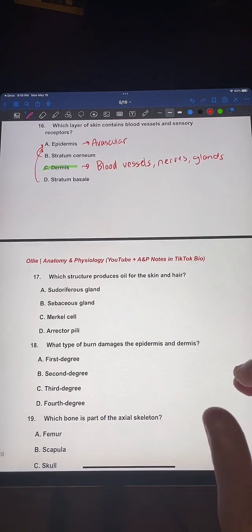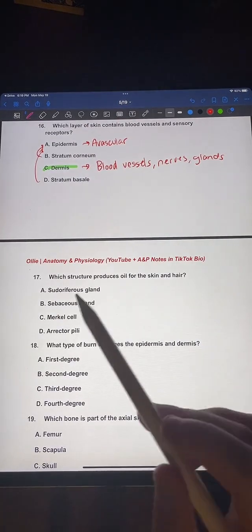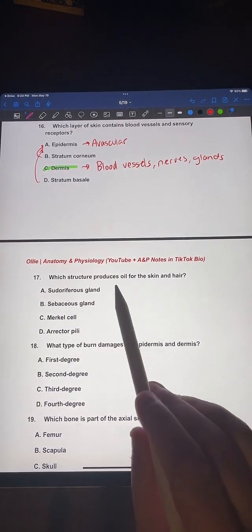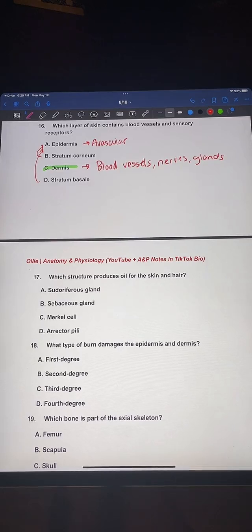Ready? Number 17. Which structure produces oil for the skin and hair?